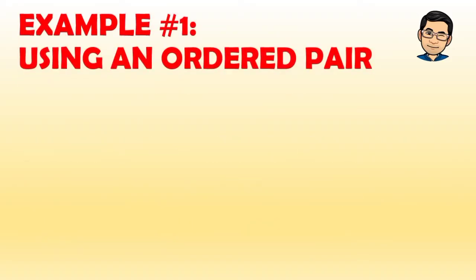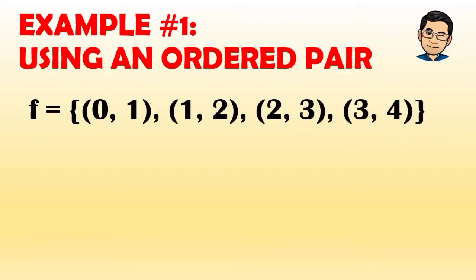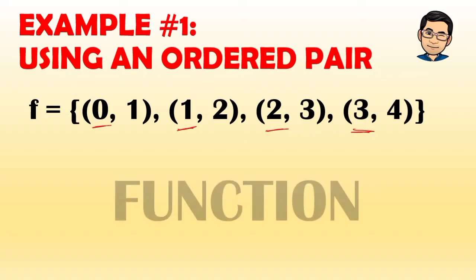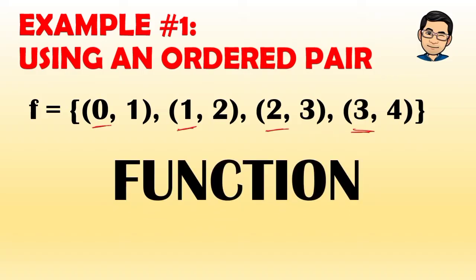Let's have example number 1. So kagaya lang ng kanina, using an ordered pair. So our given (0, 1), (1, 2), (2, 3), (3, 4). So titignan natin yung mga x values niya, 0, 1, 2, and 3. Okay. So ang tip natin dyan is, una muna natin titignan yung mga x values. Once na nakita natin yung mga x values na magkakaiba, we can conclude that this is a function, or the given relation is a function. So, yun yung trick doon. Huwag tayong titingin doon sa y.